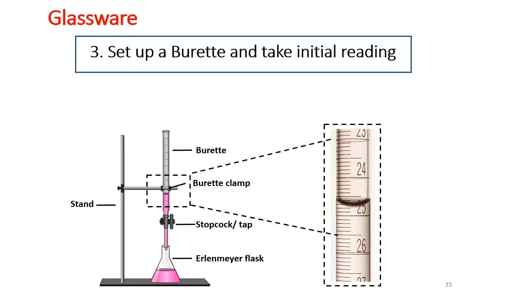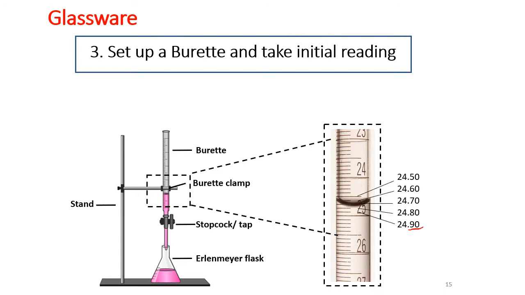So if this was my burette reading, how am I going to read it? First, you need to know that whenever you read a burette, you always need to take it to 2 decimal places. So in the balance, we take 3 decimal places, but in the burette, we take 2 decimal places.